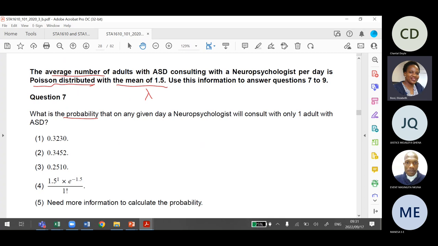What is the probability that on any given day, a neuropsychologist will consult with only one adult? And also there is still that keyword only. So if that is the only, then it's equal. Therefore, X is equal to 1. And they're asking you to find the probability that X is equal to 1. Now, in the exam, they might not, or they might. You must pay attention to the information given to you. So on this one, they expect you to at least know how to use your formula.